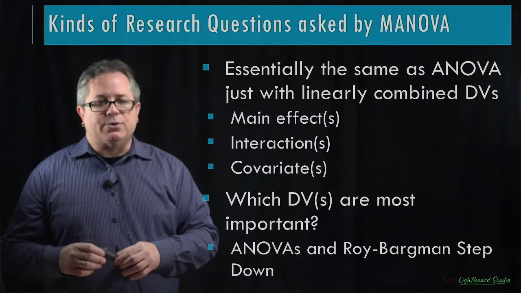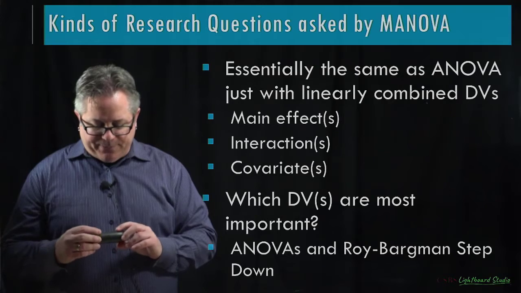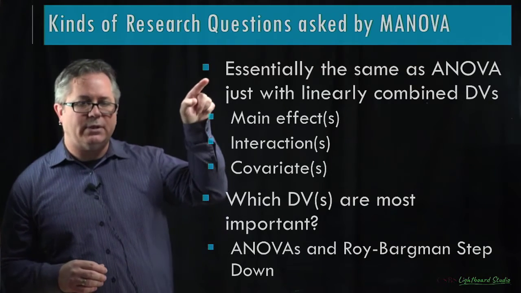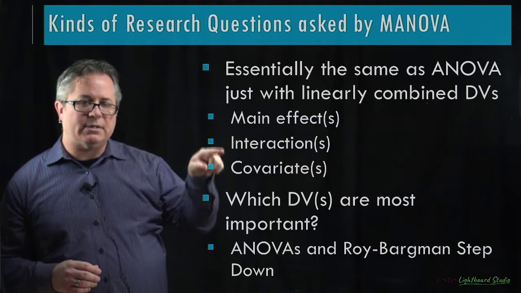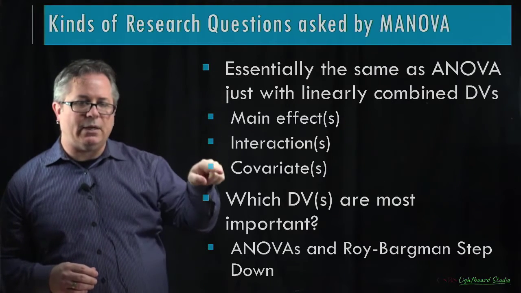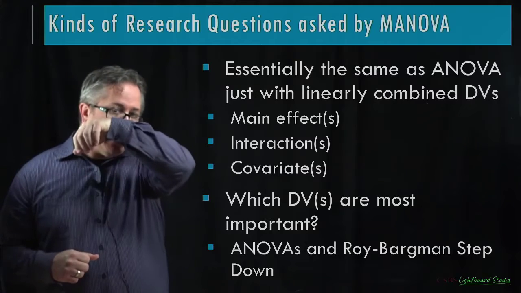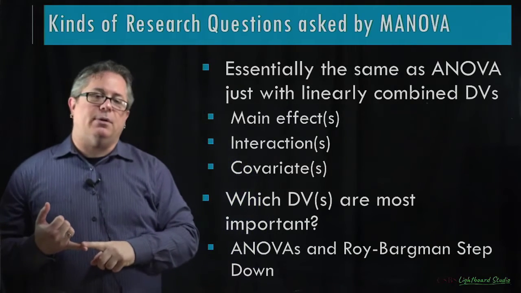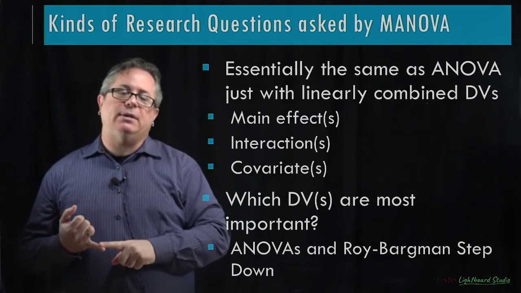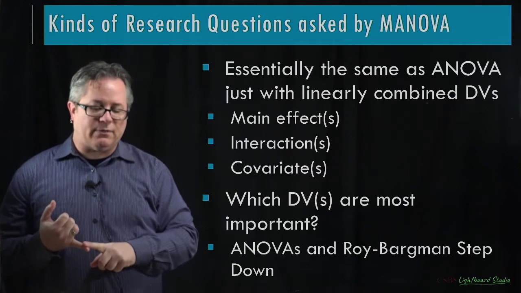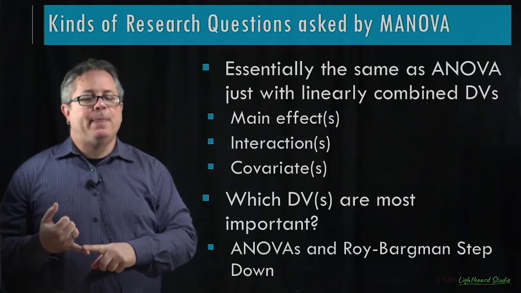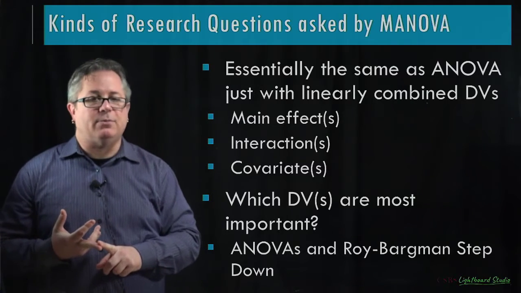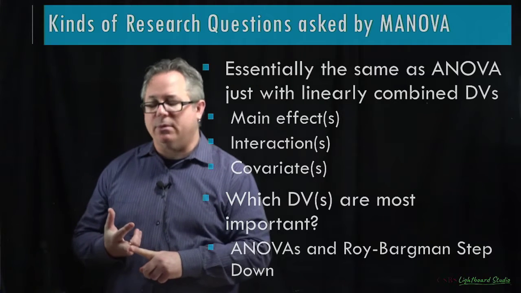What kinds of research questions can you ask with a MANOVA? Well, the good news is they're essentially, at least these first ones that you see, basically exactly the same as what you would ask with an ANOVA. Are there main effects for each of your IVs? Looking at marginal means, with ANOVAs you can actually have something similar with MANOVA. Are there interactions? Can you bring in covariates and help to reduce some of the error and run a MANCOVA?